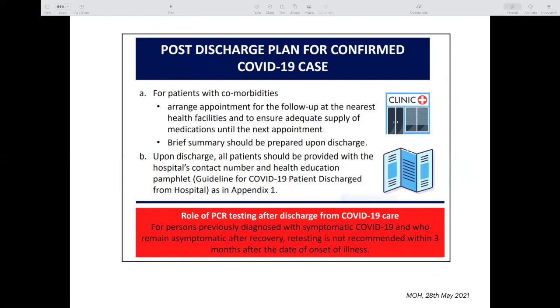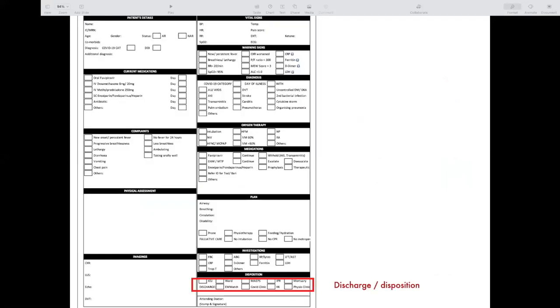So here is just a bit of repetition. In the red color box below, what is the role of PCR testing after discharge? Within 3 months, we do not need to repeat any PCR. So as I emphasized just now, we should always write where the patient is discharged or disposed to in our daily progress note.